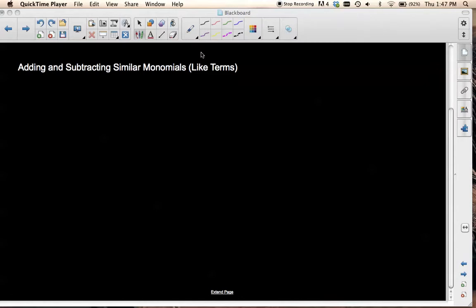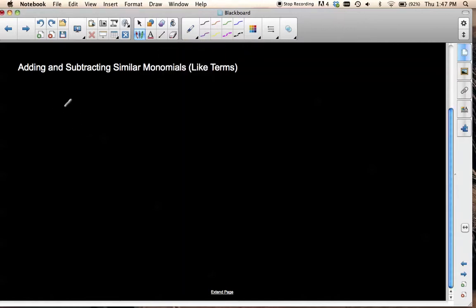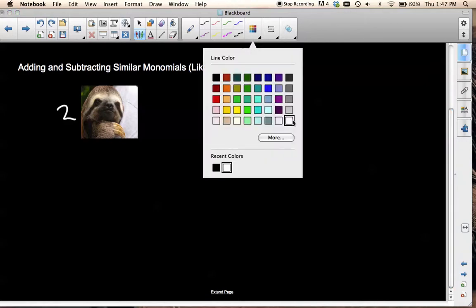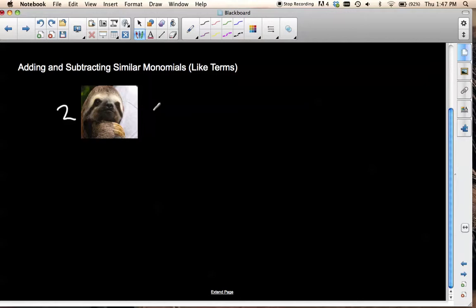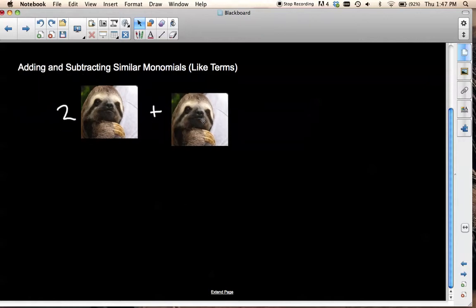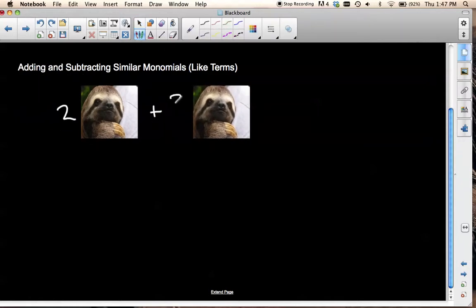So let's say I have two sloths, two cute little sloths. I like sloths. And then I go and decide to go and buy a couple more. So I'm adding 3 more sloths because they're pretty cute. How many sloths do I have in total?